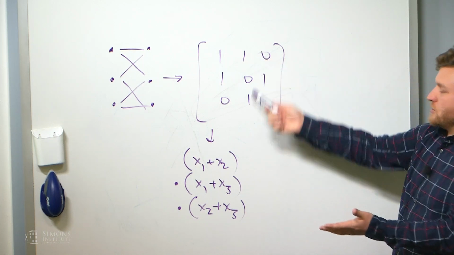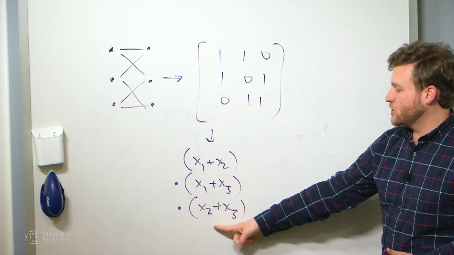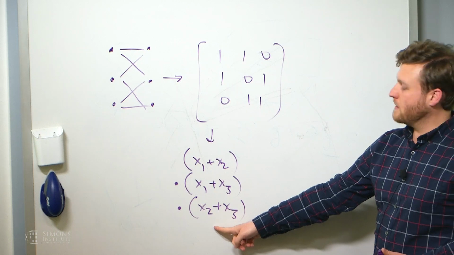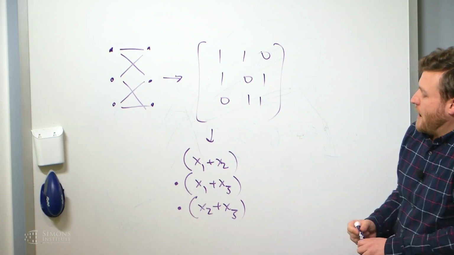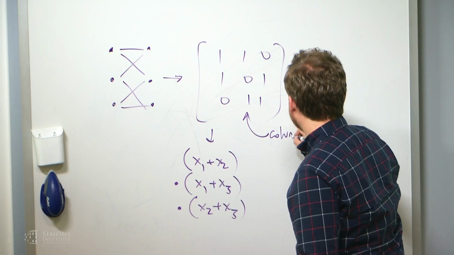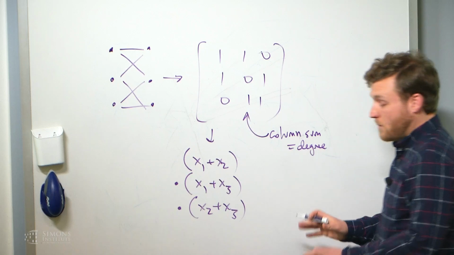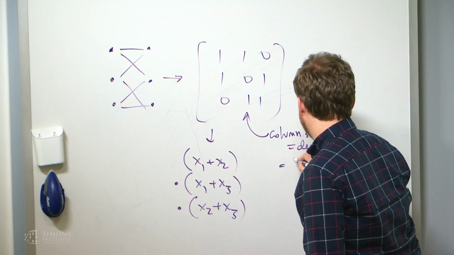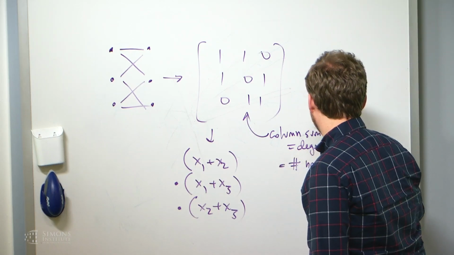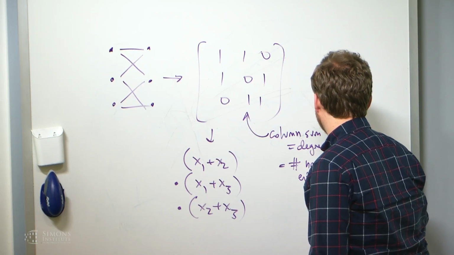Well, let's look at x2, for instance. It's going to be the number of times x2 shows up in each of these terms. So in this case, it's going to be 2. But in fact, the degree is actually just going to be the column sum. Or more generally, the number of non-zero entries in each column.